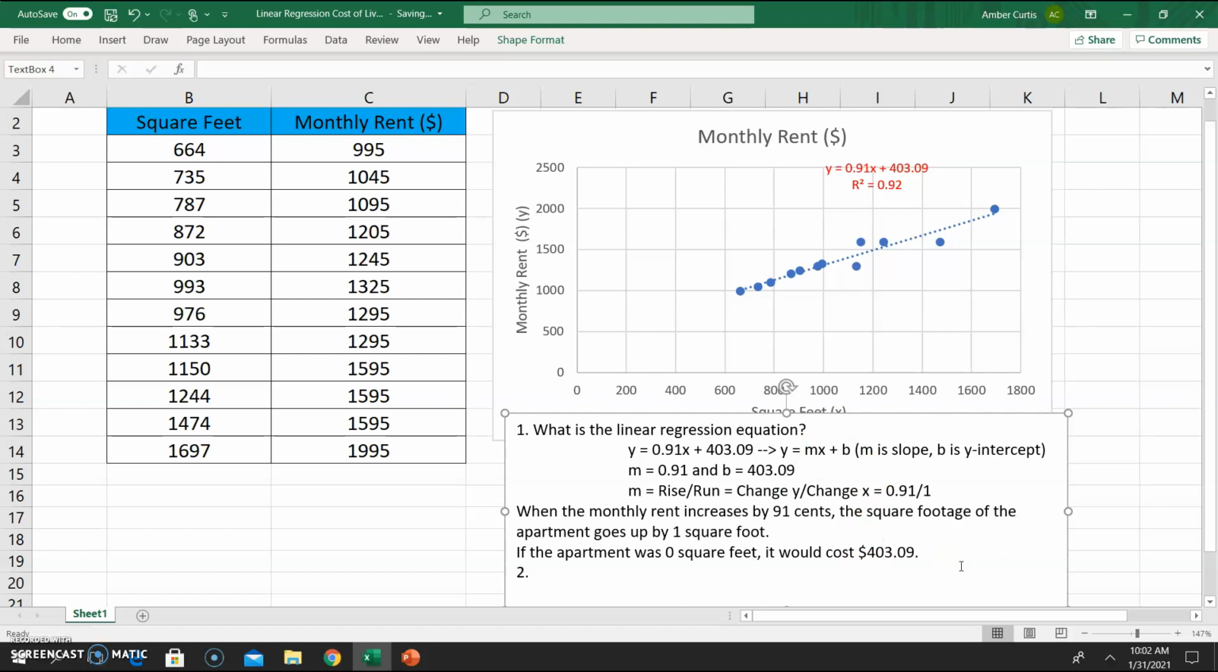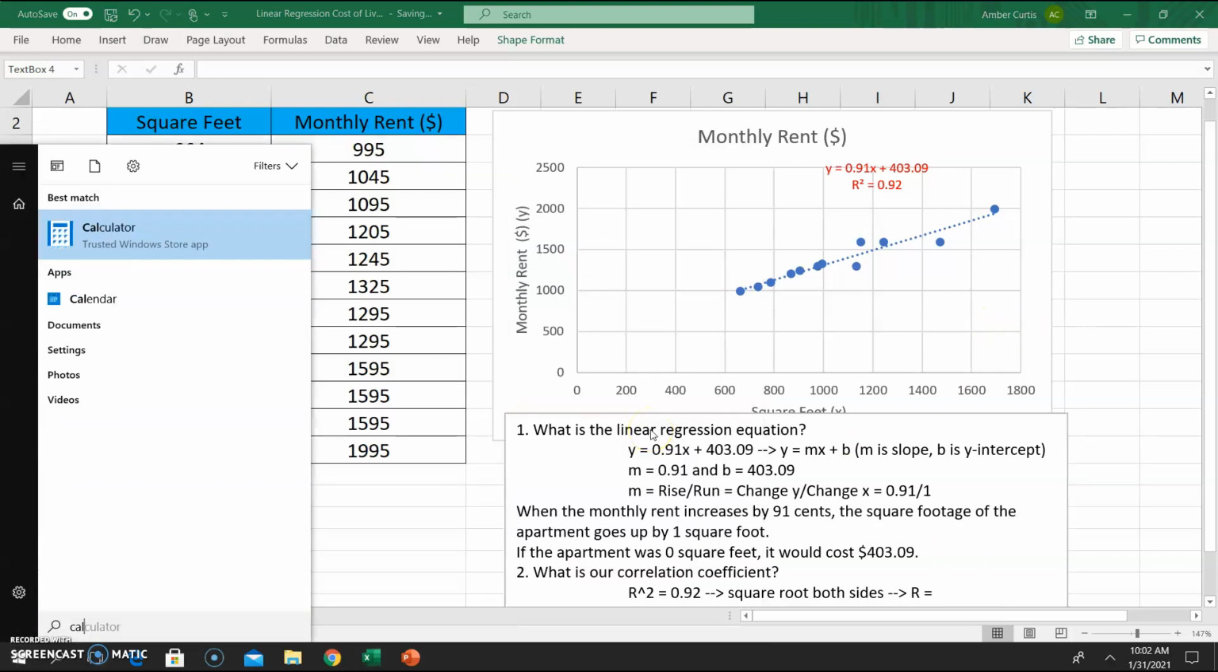Now, then it says it wants us to determine the correlation coefficient. So what is our correlation coefficient? Now, like I said before, the correlation coefficient is our R value. Right now we have R squared, and our R squared is 0.92. So in order to solve this, we're going to square root both sides. So we'll square root the R squared, that'll give us R, and then we'll square root the 0.92.